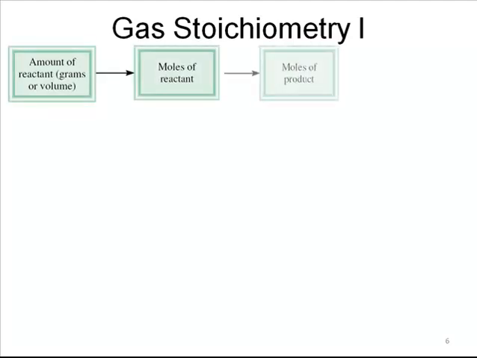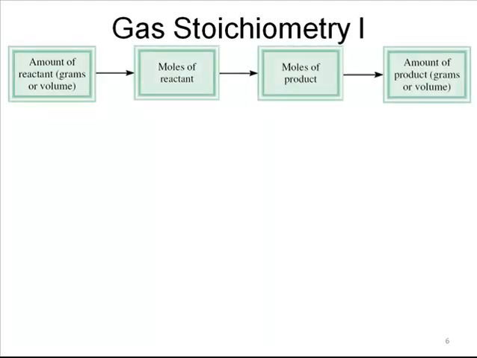Now for gas stoichiometry, just like we did with solution stoichiometry, the cool thing about gases is the amount of reactant can be in grams or volume. You convert it to moles. Moles convert from reactants to products, and then to the amount of grams or volume. So just like normal stoichiometry here, we're just using volumes to help us out.